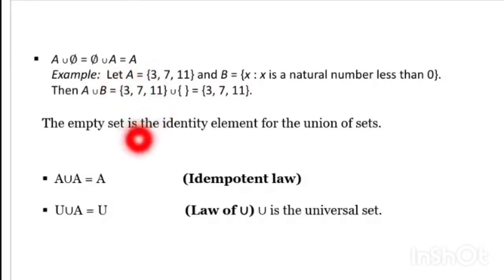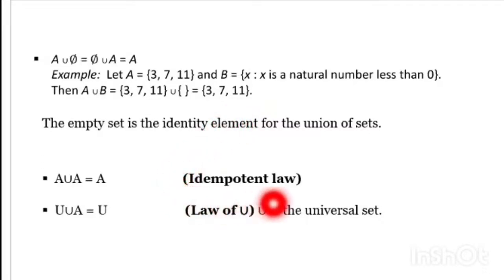Here the empty set acts as an identity element for the union of sets because we get the same set when we take the union with the phi set. Hence the phi set acts as an identity element. For example, let A be 3, 7 and 11 and B be the set such that X is a natural number less than 0. We know that there is no natural number less than 0, hence it is a phi set. Then the union of set A and B will be 3, 7, 11 union the phi set, which results in 3, 7 and 11. Hence we found that A union phi is equal to A.